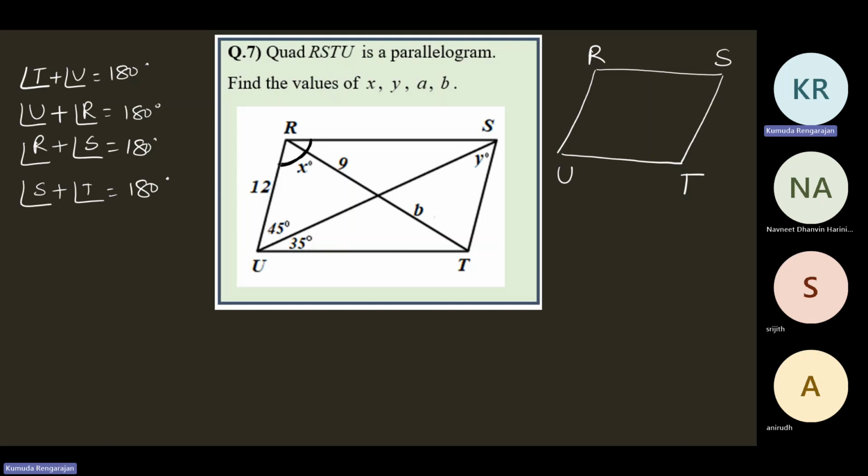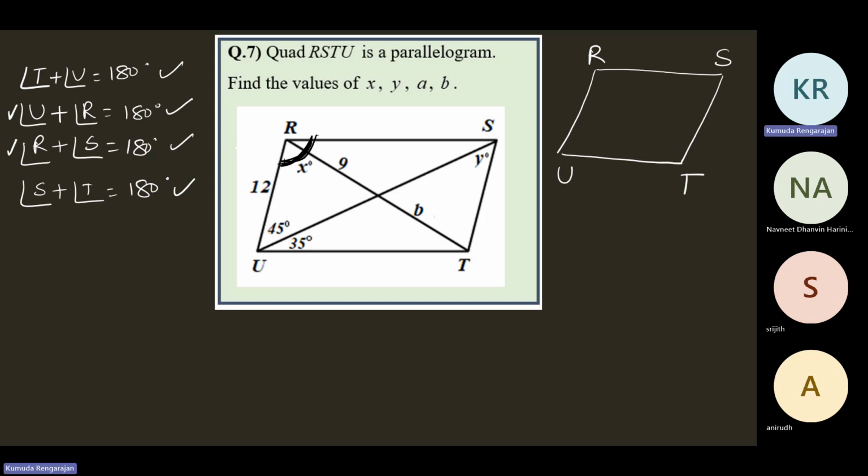Now look at this figure. Which of these four will you use to find X? Where is X? It's here, angle R. So which one can you use? You can use U plus R is equal to 180 or R plus S is equal to 180, depending on the information given. Which one will you use?